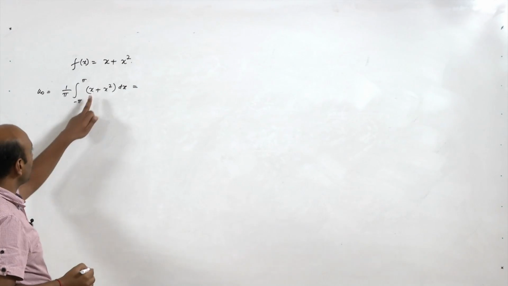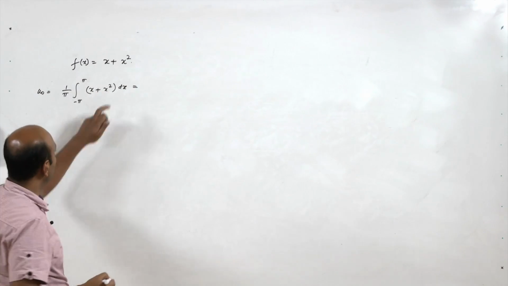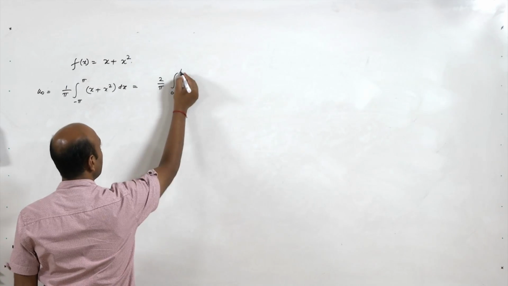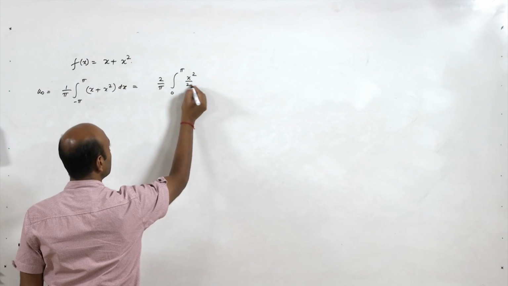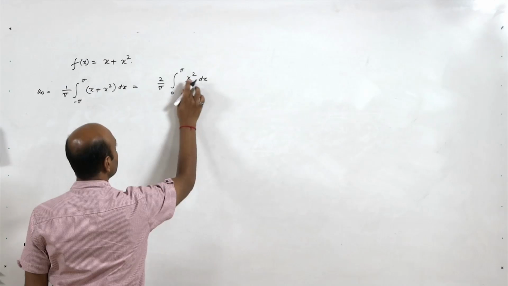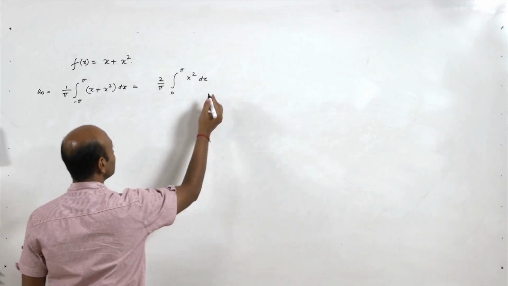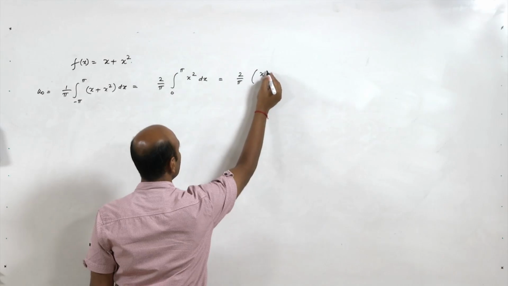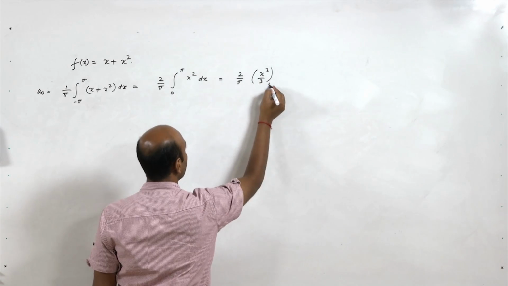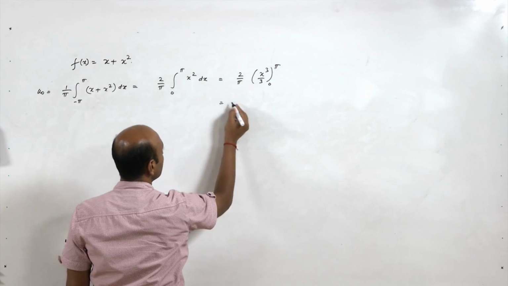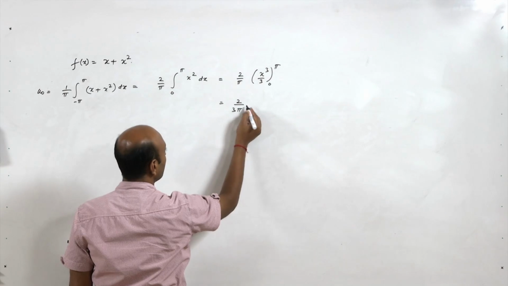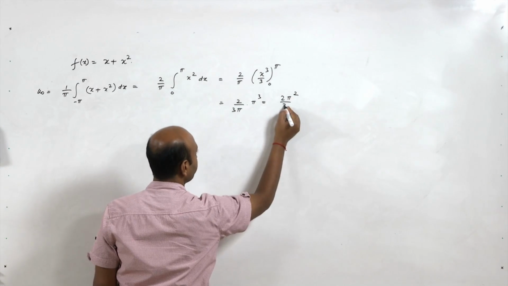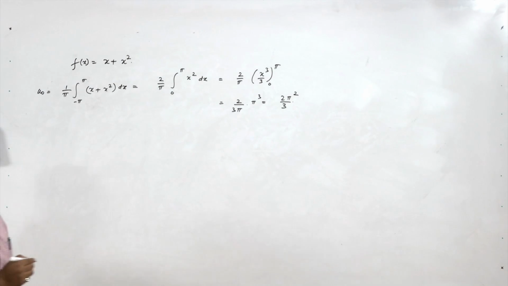So, this x is an odd function, so its integral will be 0, and only this will be left. So, it is 2 upon pi integral 0 to pi x square dx. So, it is 2 upon pi, x cube upon 3 from 0 to pi, which is equal to 2 upon 3 pi into pi cube, which is 2 pi square upon 3. So, this is a naught.